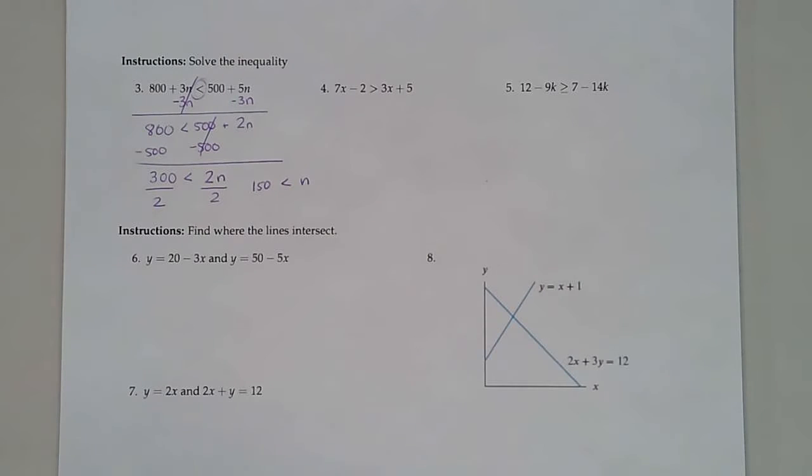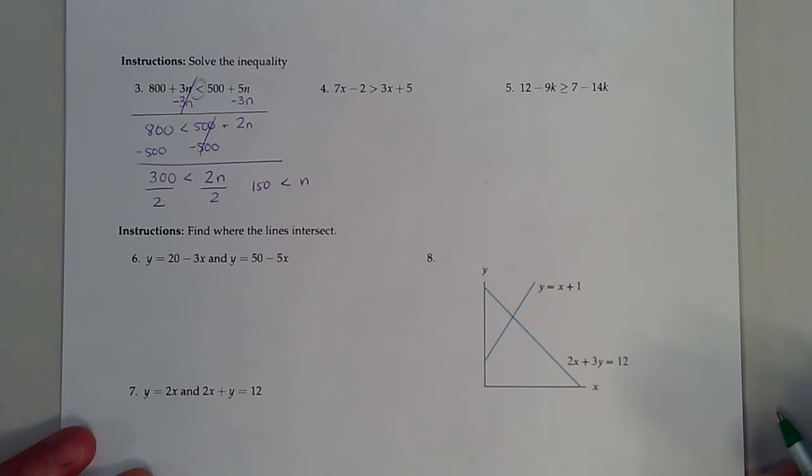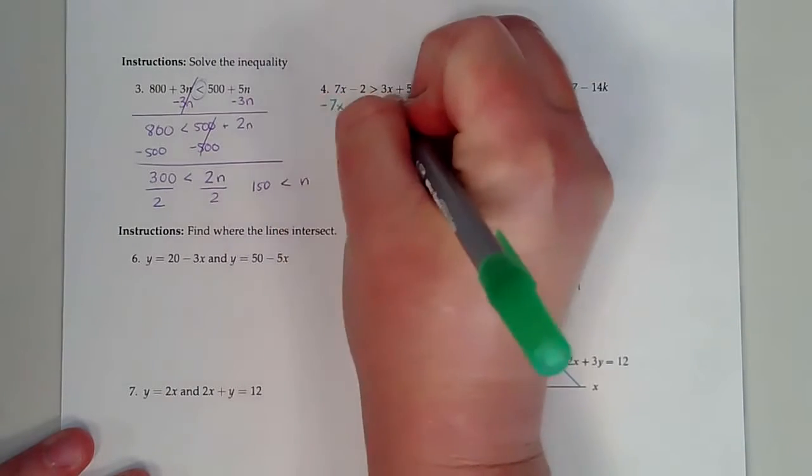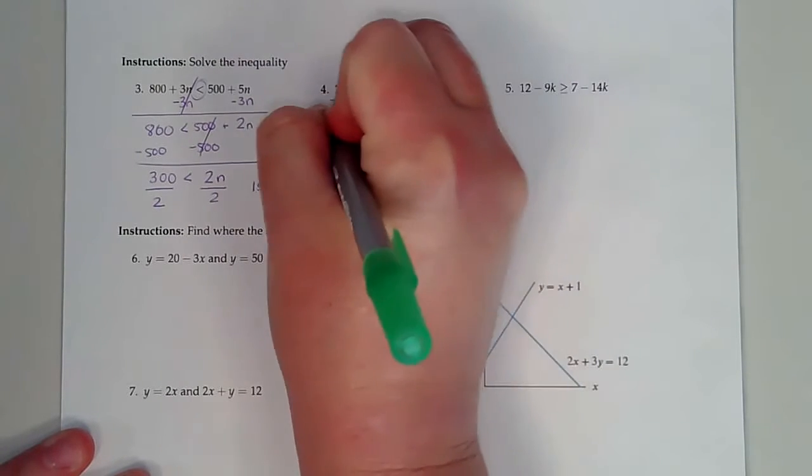All right, let's take a look at this next one. I'll do this one so that we end up with a negative number in front of our x, so we can see what that process looks like. So to end up with a negative number in front of my x, I'll subtract 7x from both sides.